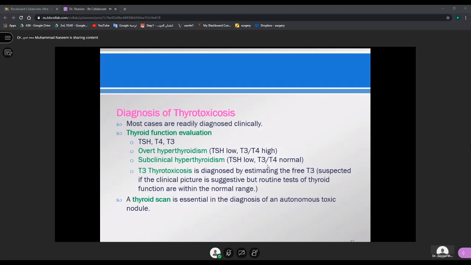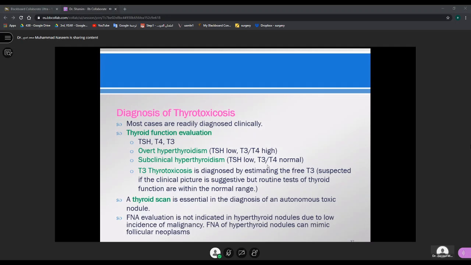A thyroid scan, that is radioiodine uptake scan, is essential in the diagnosis of autonomous toxic nodule. FNA, fine needle aspiration, is not indicated in cases of hyperactive nodule due to low incidence of malignancy. FNAC of a hyperthyroid nodule can mimic follicular neoplasm. So the chance of malignancy is more when the nodule is not functioning, not secreting. But if it is confirmed that the nodule is secreting, the chance of malignancy becomes very, very low.